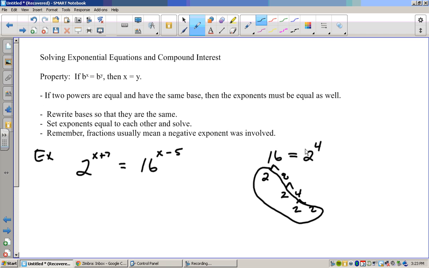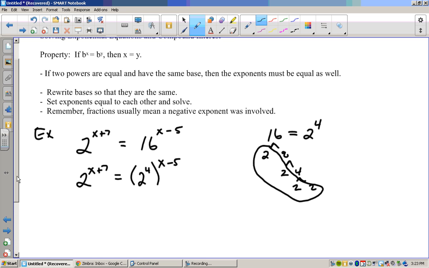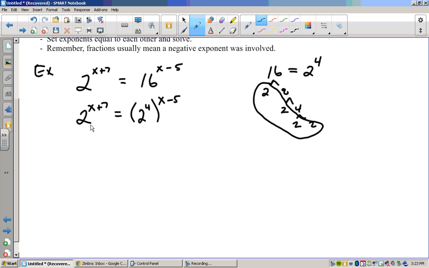It gives me the same value. 2 to the fourth power is 16. 16 is 2 to the fourth power. That's what we mean by rewriting our bases. I didn't change 2 because it's already base 2, so I'll keep that as 2 to the x plus 7 power equals 16, which is now 2 to the fourth power, and I still have the x minus 5 out there. So I haven't changed the value of this equation. Nothing has changed. But now I can write them the same because my base is the same. First, let's clean up this mess right here.